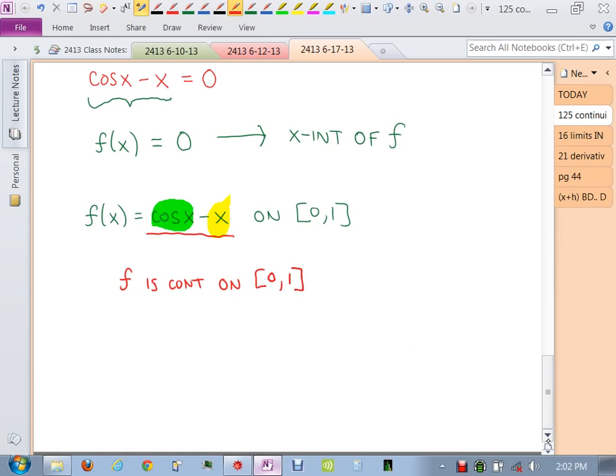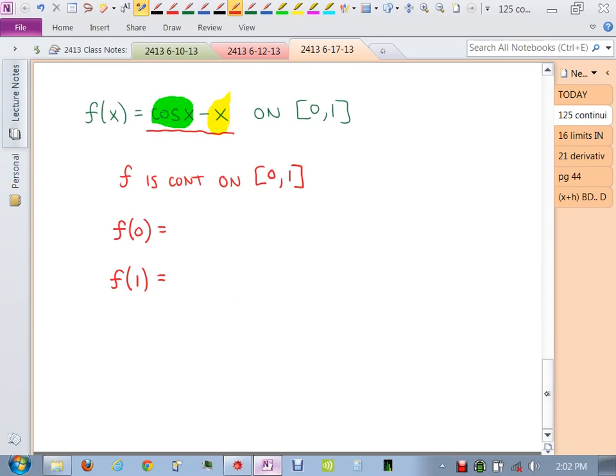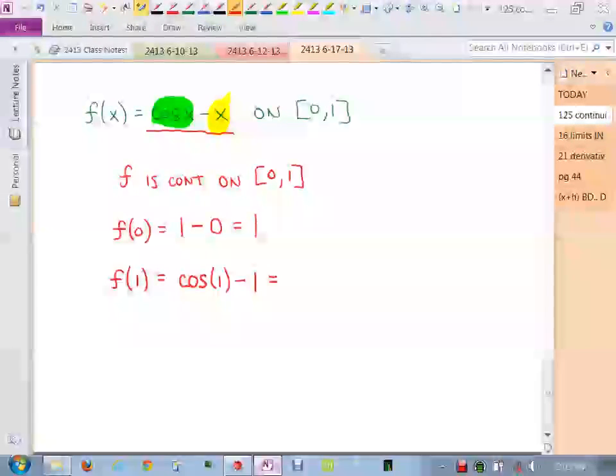So all I need to do now is plug in 0 into that function and 1 into that function and see what happens. What do you get when you plug 0 in? What's cosine of 0, everyone? 1 minus, plug in 0 for x, you get 1, don't you? What's cosine of 1? Well, you probably need your calculator for that. Minus 1. Make sure you're in radian mode on your calculator when you do cosine of 1.